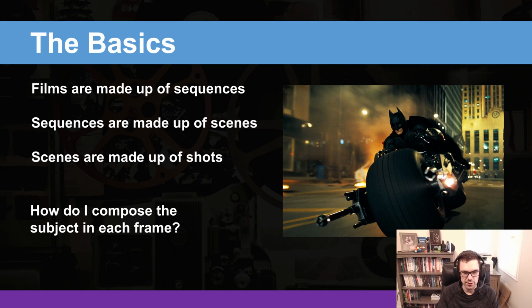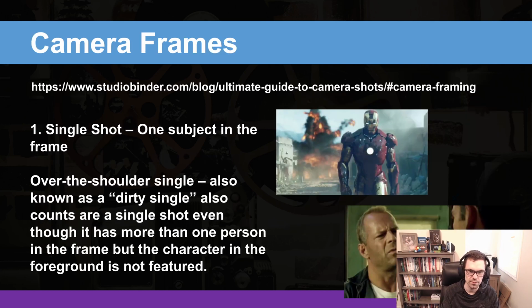So the question is, how do I compose a subject in each frame? Well, I have some information from this website, www.studiobinder.com/blog/ultimate-guide-to-camera-shots/camera-framing. I'll link that down in the description to give them credit for what they have created here, as well as the video at the end of this. But let's talk about the types of frames that you can do for your camera.